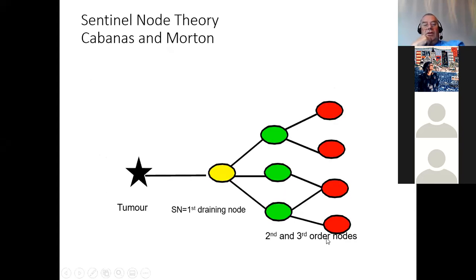So this is a little cartoon. This was from a paper by Cabanas and Dave Morton that was published in about 1962. And here you can see the tumor, and then you have these different orders. The first draining node is the sentinel lymph node.